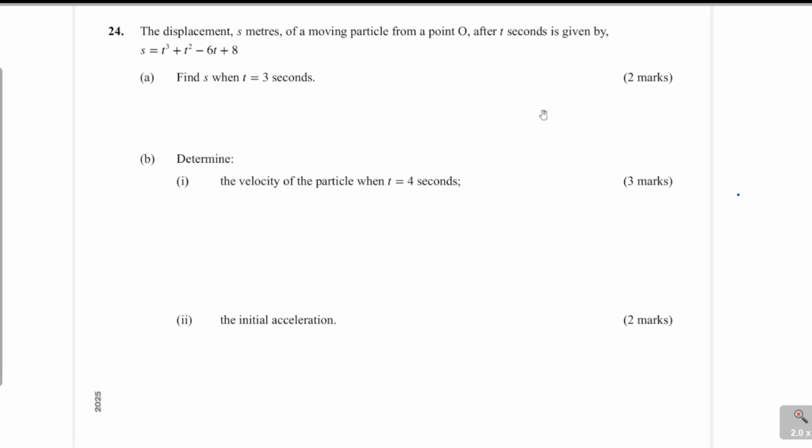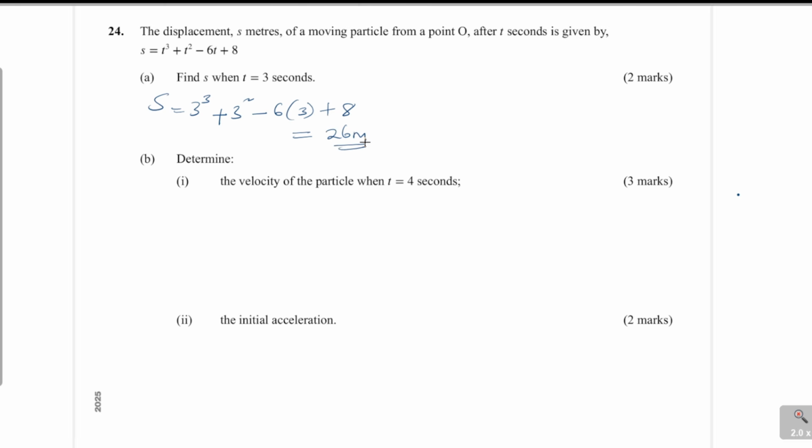To find S when t is equal to 3, you simply substitute the value of t, that is t equals 3 seconds, in the expression of distance S. So S is equal to 3 cubed plus 3 squared minus 6 times 3 plus 8. When you compute this using your calculator, you're going to get 26 meters.